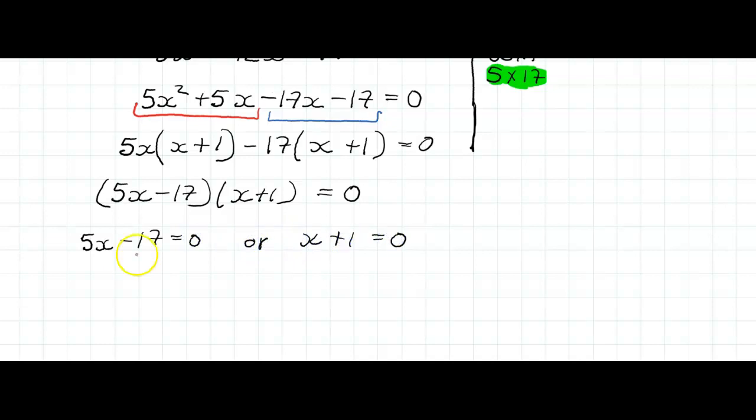So if we add 17 to both sides, you're getting 5x minus 17 plus 17 is 0, is equal to 17. X then is equal to 17 over 5. And if we take 1 off both sides here, x plus 1 minus 1 is 0, is equal to minus 1. So they are our two values of x.